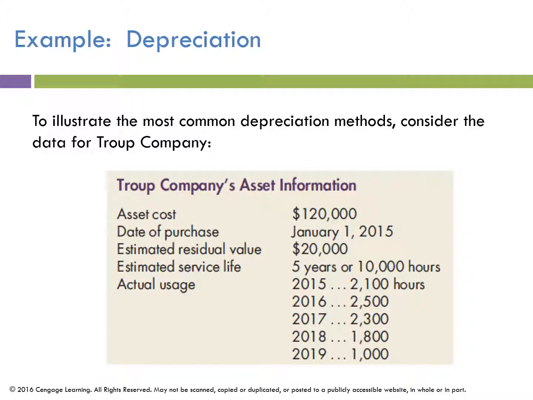So let's take a look at an example. We have a Traub company. The asset cost is $120,000. Date of purchase is January 1, 2015. The residual value is $20,000. Its estimated service life is 5 years. It's also defining the service life of this asset in terms of hours of use, which we will use for another depreciation method. So this is just information about the asset. It's in your book as well, so you can follow along if you need to refer back.